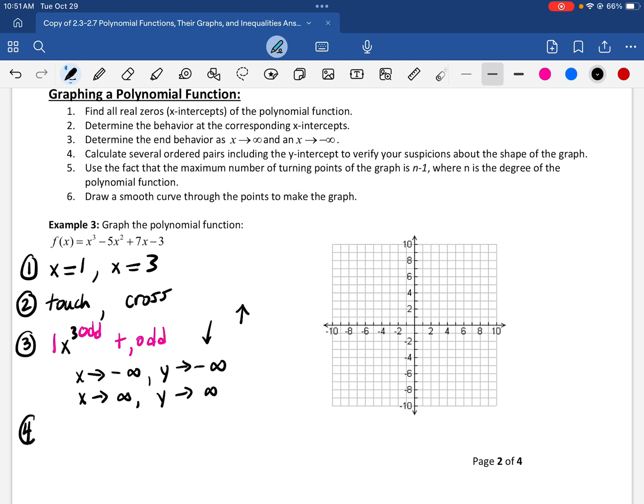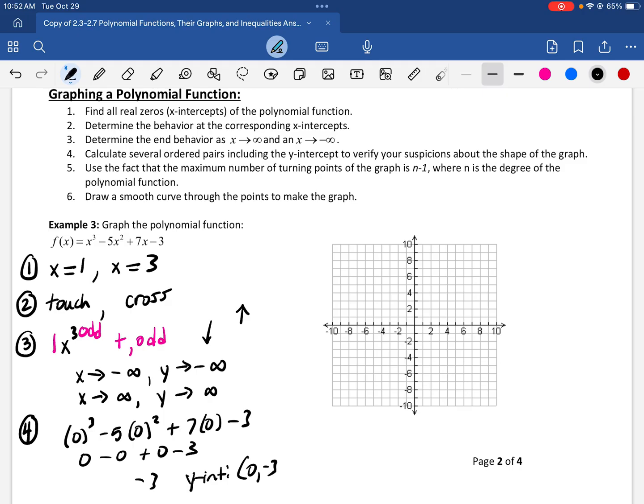All right, part 4. We're going to calculate several ordered pairs, including the y-intercept, to verify our suspicions about the shape of the graph. So starting with the y-intercept, the easy way to find the y-intercept is plug in 0 for x. Plug in 0 for x, and that's going to give you the y-intercept of any function. Plugging in 0 for that x, and so all of this simplified, that's going to be 0, 0, 0. So we end up with -3. So our y-intercept is the point 0, -3.